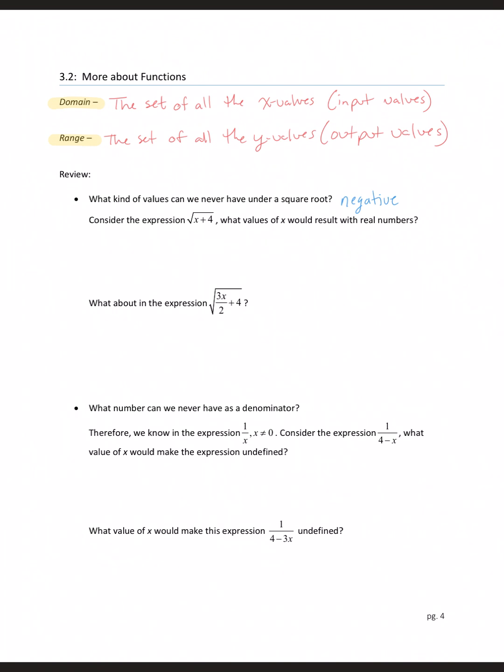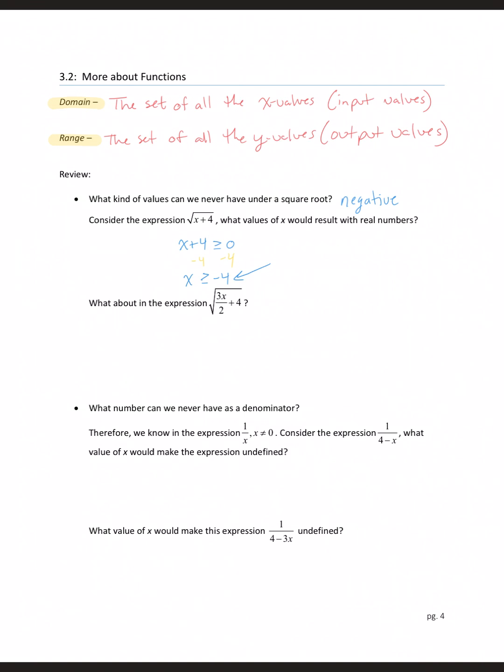So what we can do is we take the radicand, which is the expression under the square root, this x plus 4. And we need that to be greater than or equal to 0 because we just want it to not be negative. So now if we solve this inequality for x, we just need to subtract a 4 from each side, and we're left with x is greater than or equal to negative 4. This tells us what values would produce real numbers.